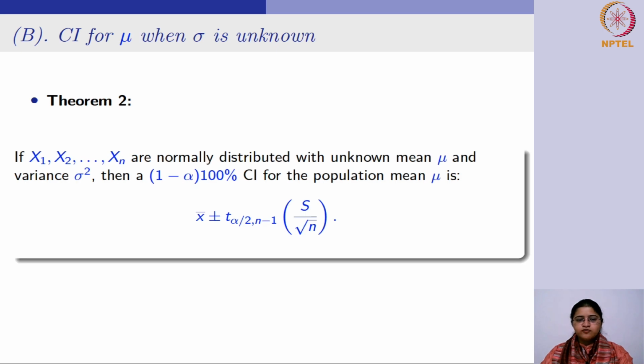So if you have a random sample coming from a normal population with mean mu and variance sigma square, which is unknown to us, then the 1 minus alpha 100% confidence interval for the population mean mu is x bar plus minus t alpha by 2, n minus 1, s by root n. So what is happening over here? Again, you have this as the point estimate, and this is the quantity that you are adding and subtracting on both sides. So let us see how we obtain the proof for this.